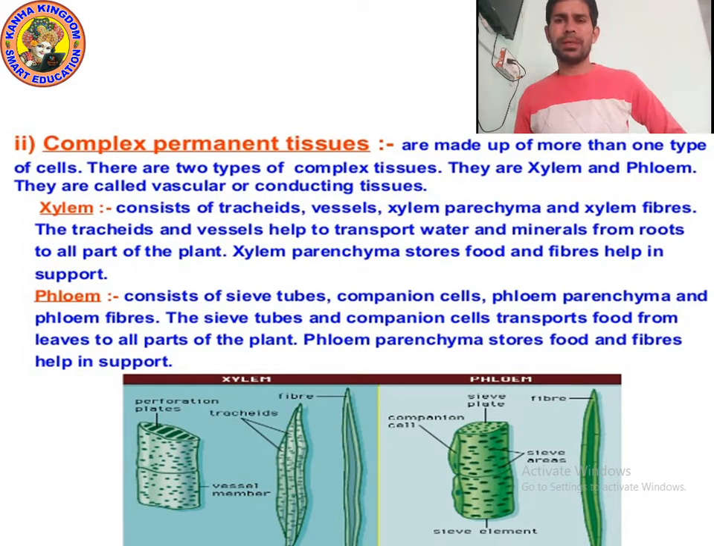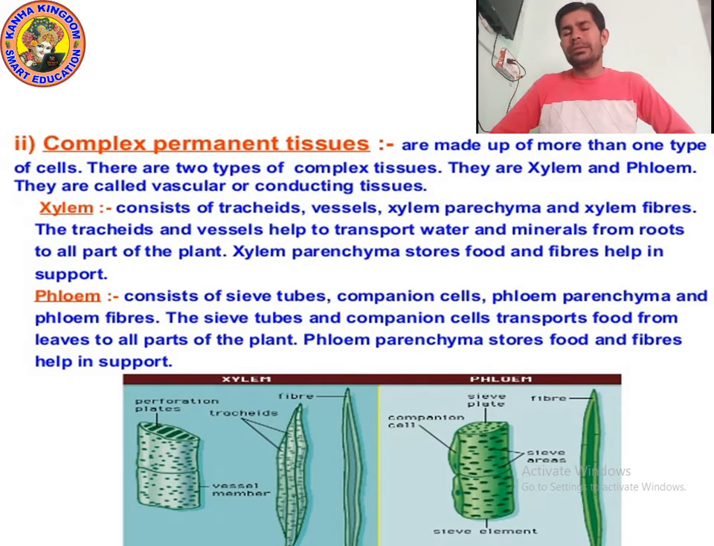What are complex permanent tissues? Complex permanent tissues are made up of more than one type of cell. You know that in simple permanent tissue there is only one type of cell, but in complex permanent tissue there are more than one type of cell, meaning two or more. And there are two types of complex permanent tissue. They are xylem and phloem.